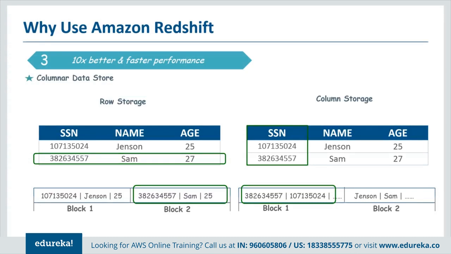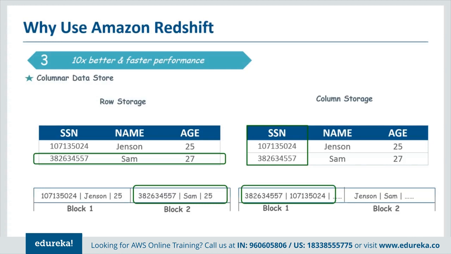So you have all the SSN stored in the first block, all names stored in the second block, and all the ages stored in the third block. So it goes on. There are a lot of advantages of using this column storage. Firstly, since in column storage a single block contains the same type of data, you can achieve better data compression.